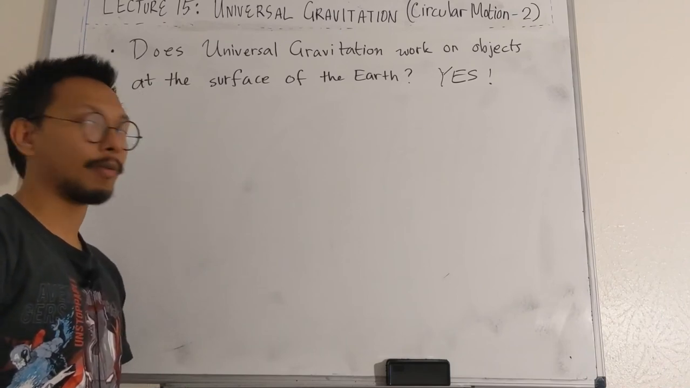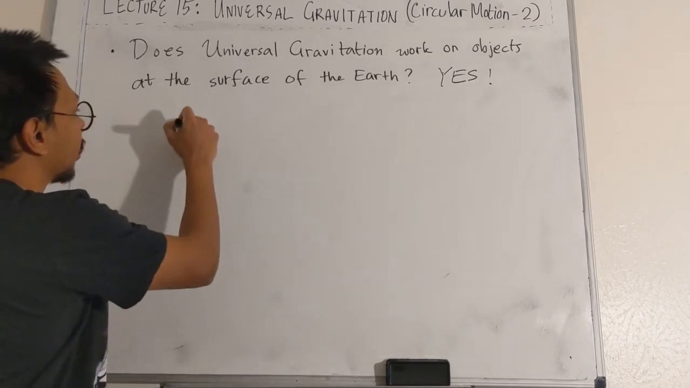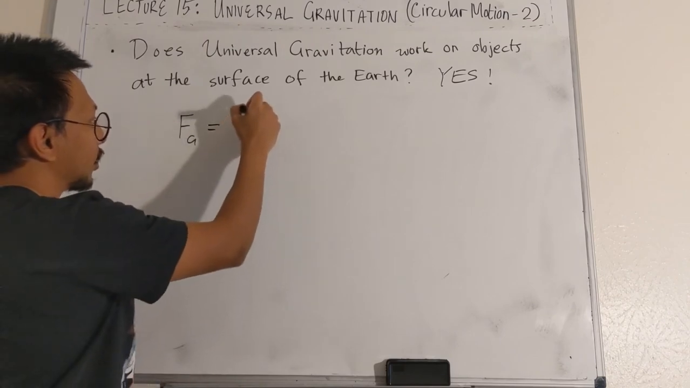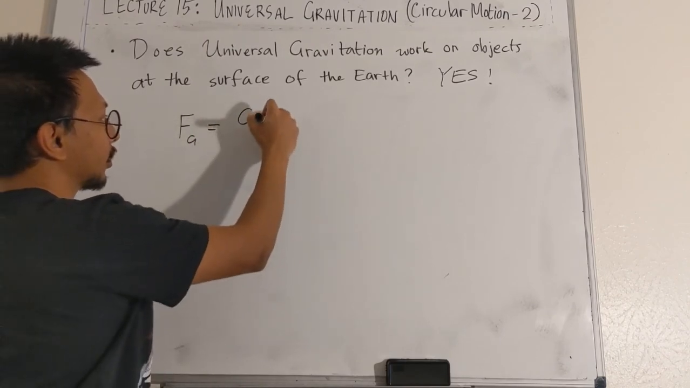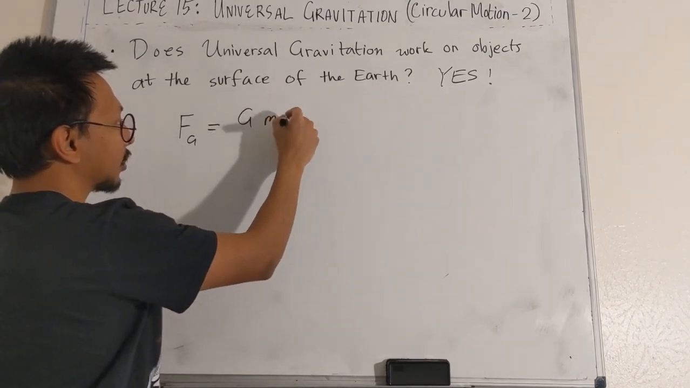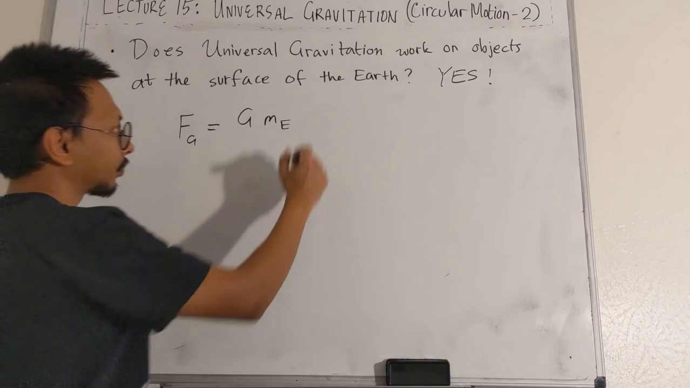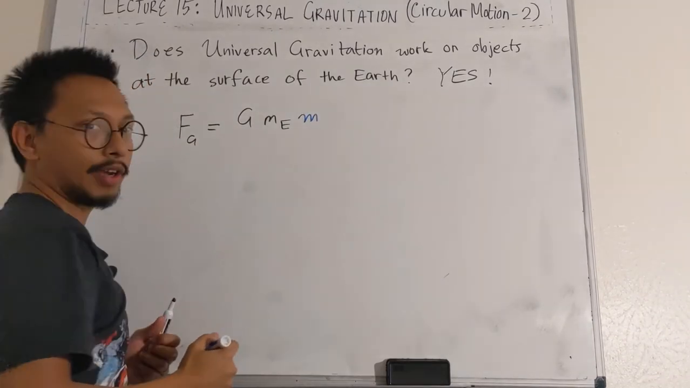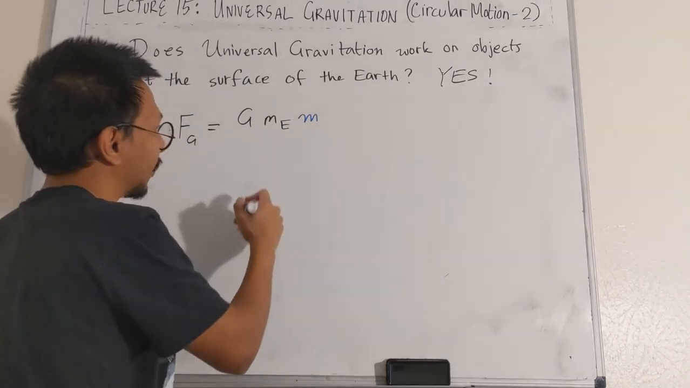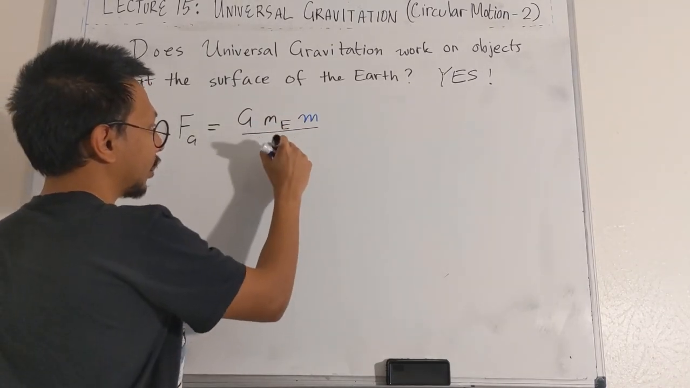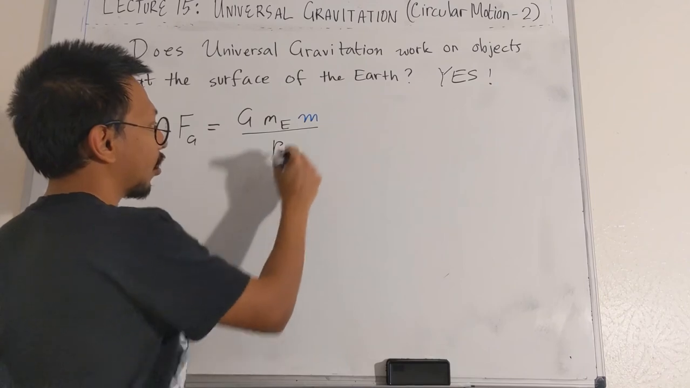Let's find out how. We know that Newton's law of gravitation states the gravitational force is equal to the gravitational constant times the mass of one object. In this case, let's call this the mass of the Earth, times m. This is the mass of an object, any object that's near the surface of the Earth, over the radius of the Earth squared.